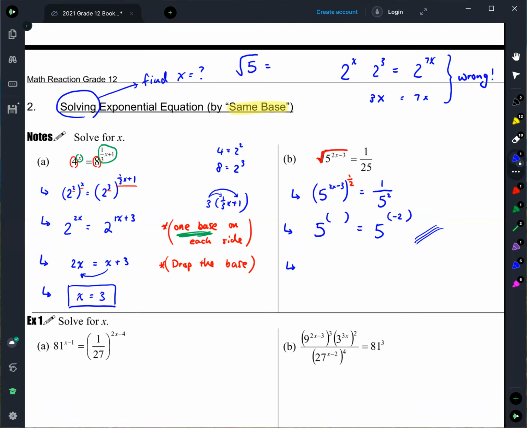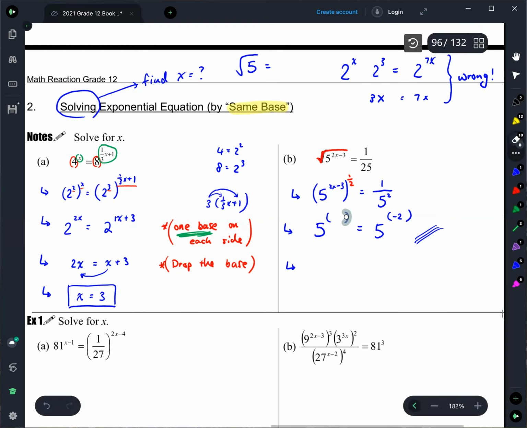Okay, and then on the left side, the third law, 2x minus 3 and then 1 over 2, they are both exponents, so we could multiply it. Okay, so Sophie, what does it become on the left side?